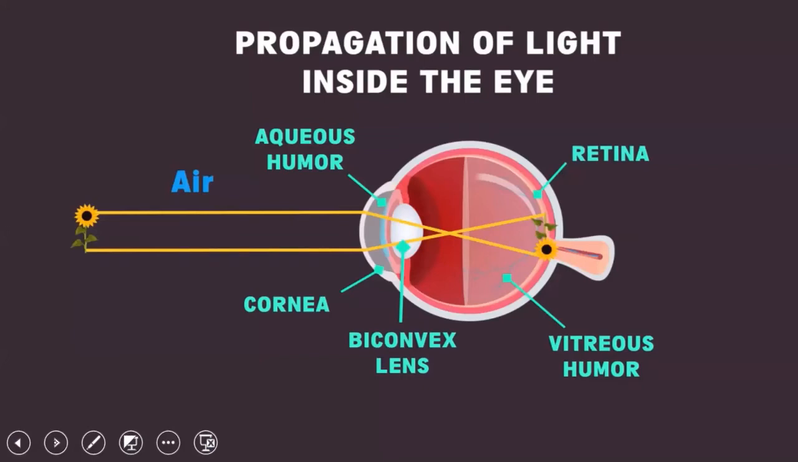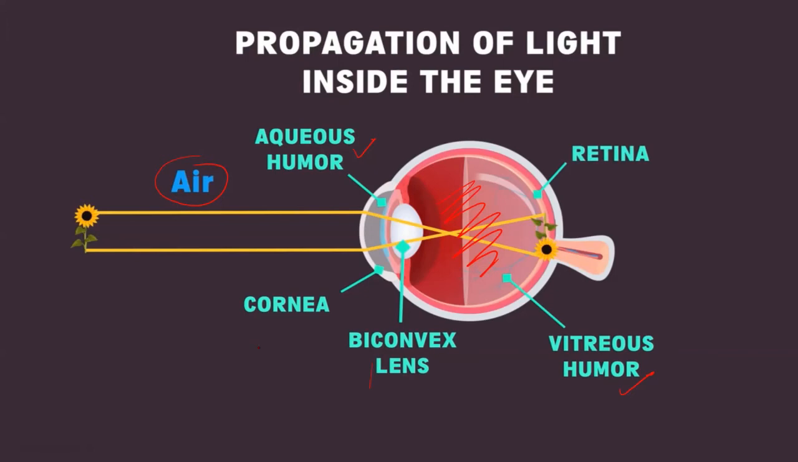Okay. Now, how is light propagated inside the eye? If you see, this is an air medium. If some foreign particle comes in, there is a lot of liquid which comes in. So, what is this liquid? This liquid is called aqueous humor. Okay. The second type of liquid, which is over here, is called vitreous humor. This is your retina, this is your biconvex lens, this is the cornea.